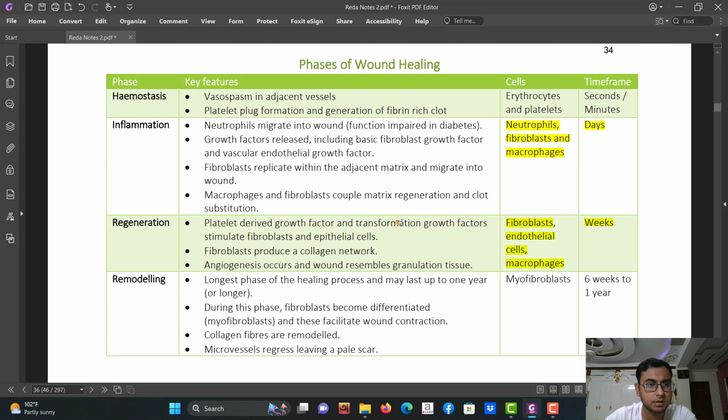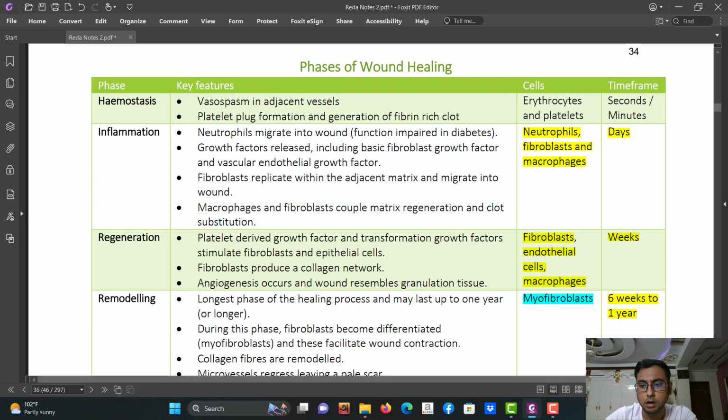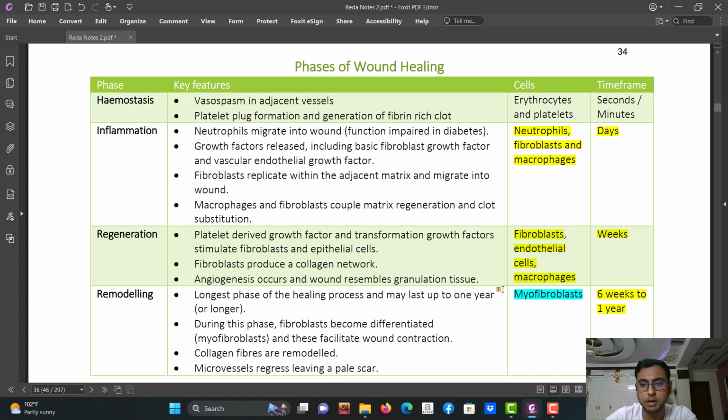Then the remodeling phase, the last phase of healing, may be present from 6 months to 1 year, and here the myofibroblast is necessary. This is the cell which is necessary for the remodeling phase. So there is an MCQ in the MRCS, asking which cell is present in a wound which is about 6 to 7 months old. What cell is present? That is the myofibroblast, or the wound contraction which is done by the myofibroblast.